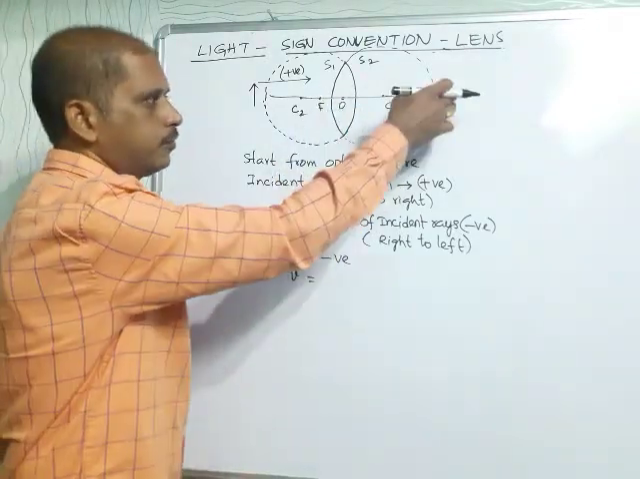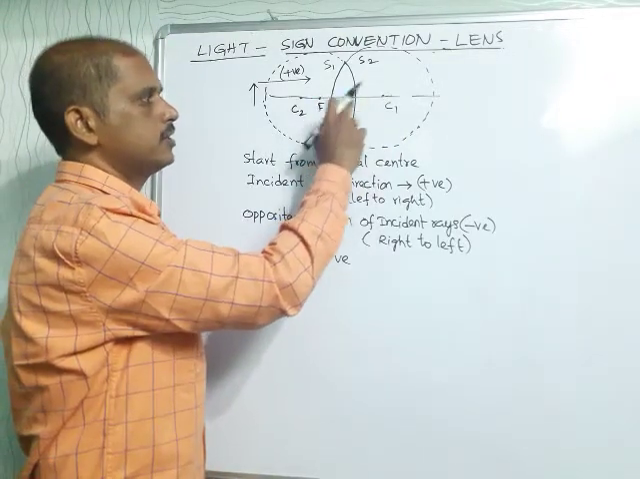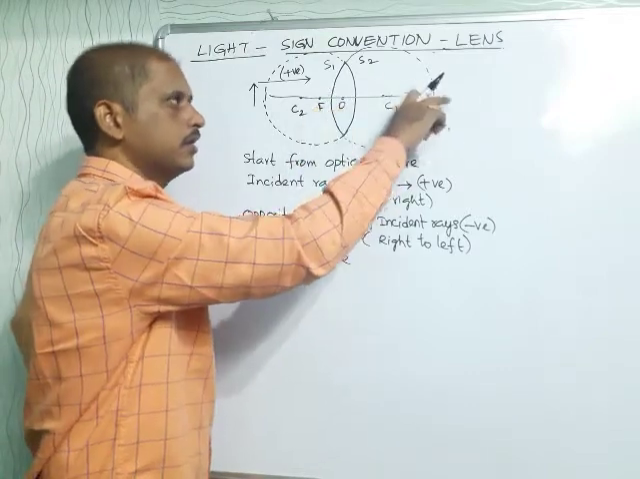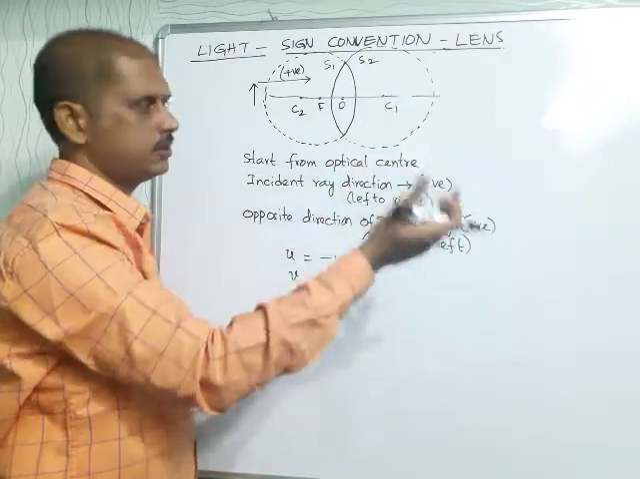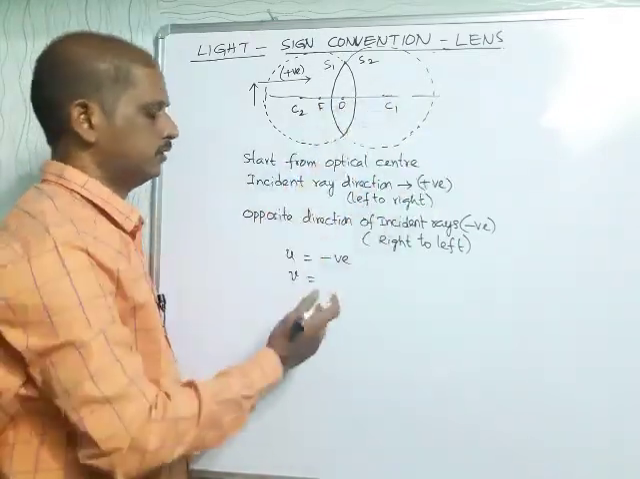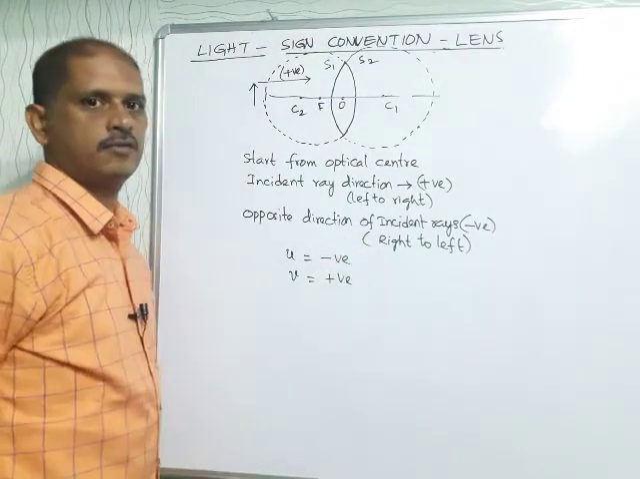So the image is formed on the right side, then you have to measure the image distance. You have to start from the optical center and move right, in the same direction as the incident rays. In the same direction you are moving. That's why V is positive.